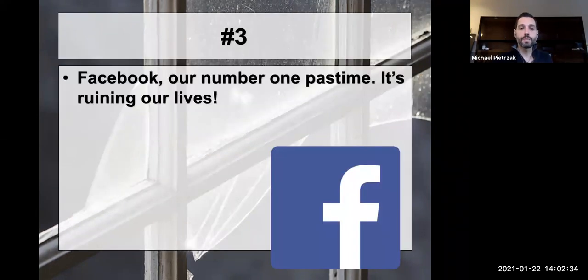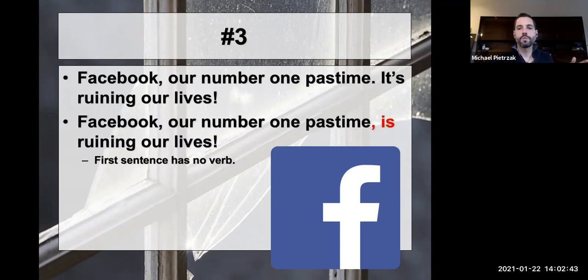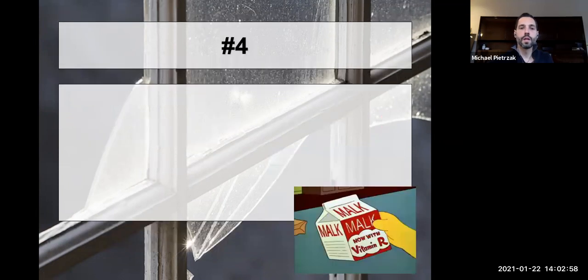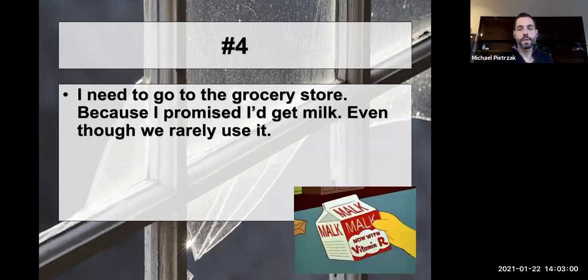Number 3, Facebook, our number one pastime. It's ruining our lives, right? It's ruining our lives is one of those incomplete sentences. So to fix it, just do comma and is ruining our lives, okay? The first sentence here, Facebook, our number one pastime, what's happening there? There's no verb. So how can it be a complete sentence? It can't.